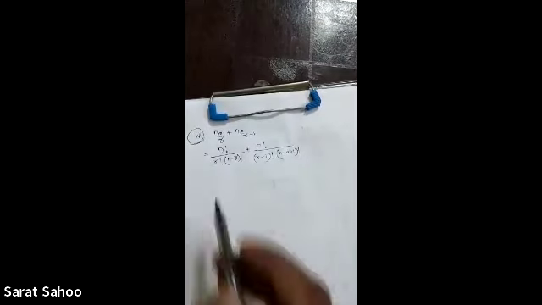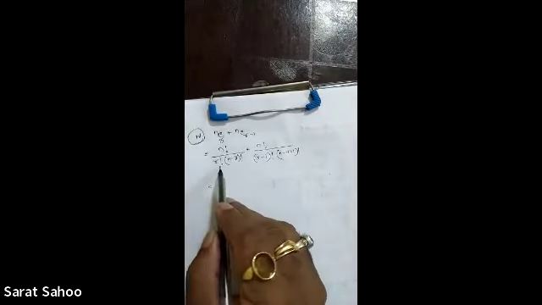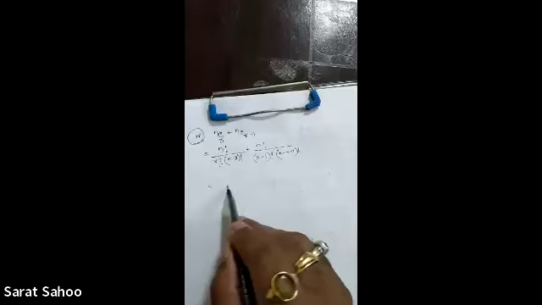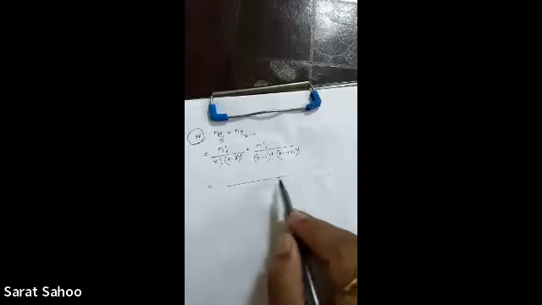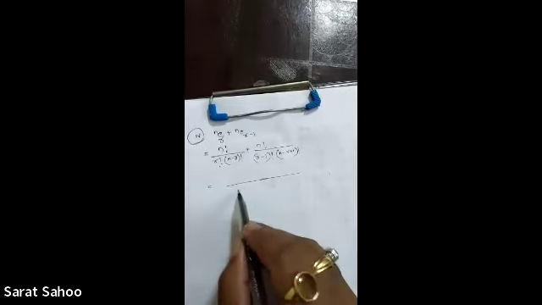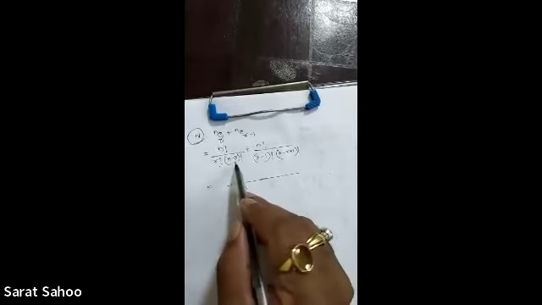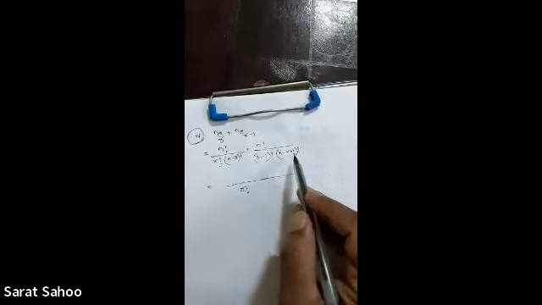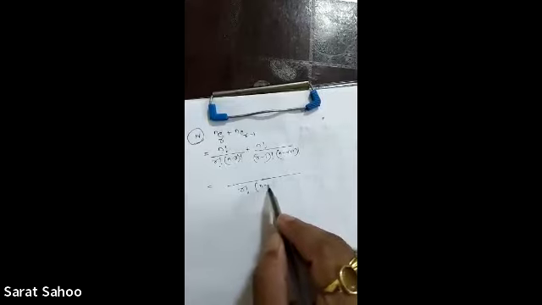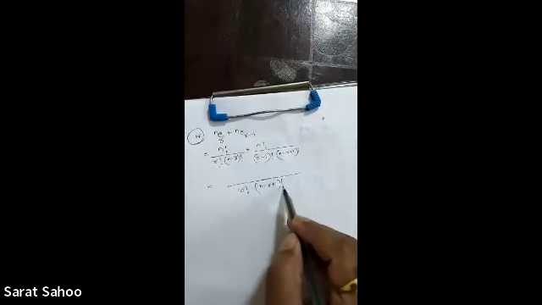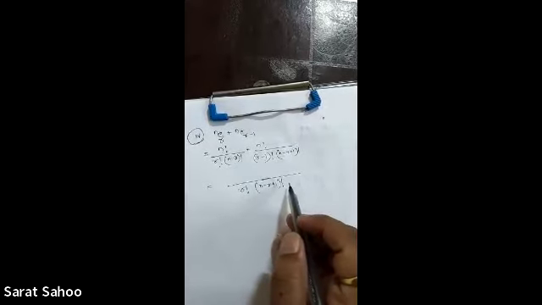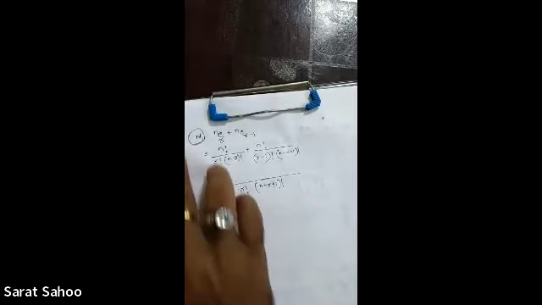Now we have to take the LCM. Okay, r factorial and (r minus 1) factorial are there, so the bigger one should be taken, which is r factorial, (n minus r) factorial, (n minus r plus 1) factorial. So r factorial into (n minus r plus 1) factorial is the LCM.